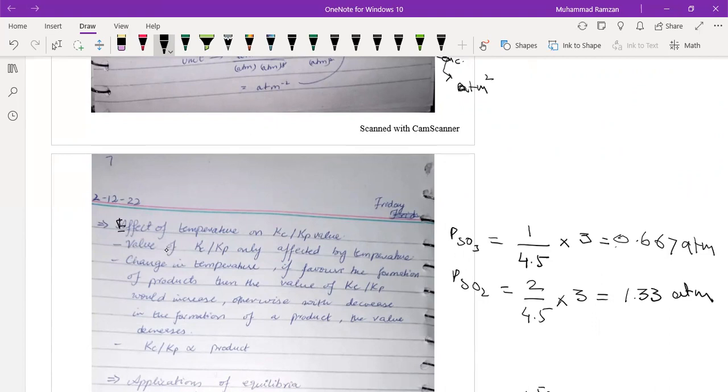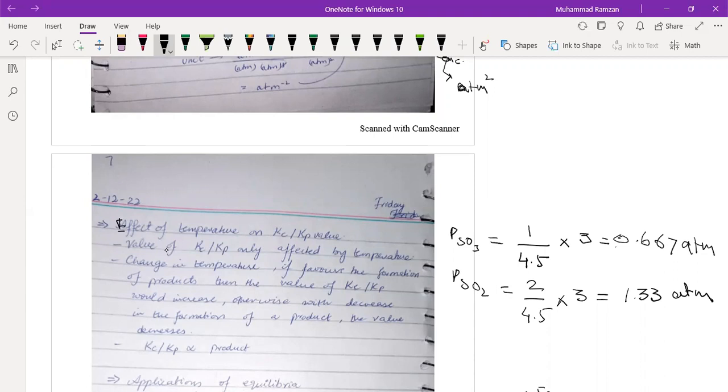A change in temperature, if it favors the formation of product, means you bring a change in the dynamic equilibrium. If you change the temperature and it results in an increase in formation of product, then the value of Kc or Kp would increase. Otherwise, the value would decrease. And this is the major point.